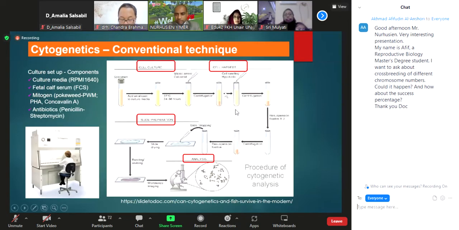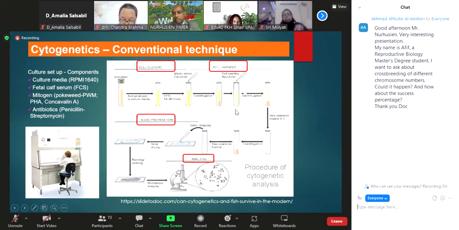And here is the whole protocol given in detail. The cell culture will be established using the sample that you have collected, the buffy coat layer. Then after that, you have to add a mitogen to initiate the multiplication of cells. This is usually a culture that will last for about 3 days, 72 hours. A few hours before the end, you have to add colcemid, which is important to stop the mitotic division process. So that's mitotic arrest.